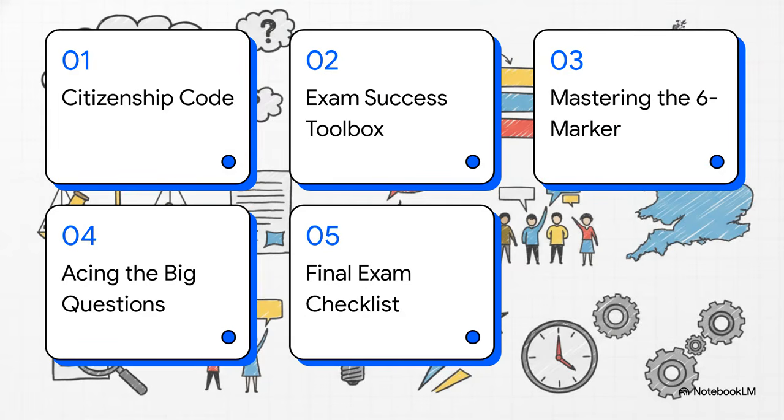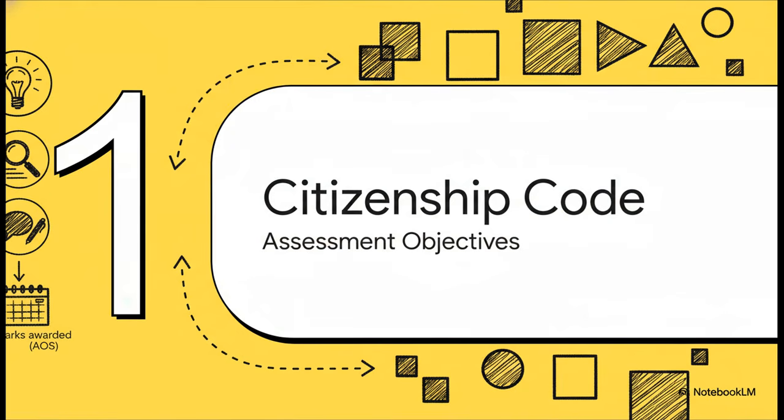So, here's our game plan. First up, we'll crack the citizenship code, so you know exactly what you're being marked on. Then, I'm going to give you an exam success toolbox, a killer method to structure your answers. After that, we'll put it into practice on the 6-marker, before moving on to ace those big questions. And we'll wrap it all up with a final checklist so you feel totally ready. Let's do this.